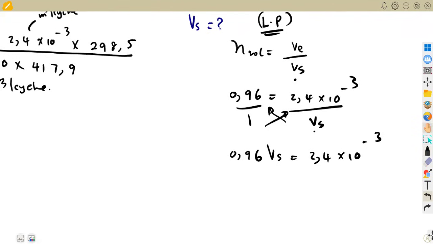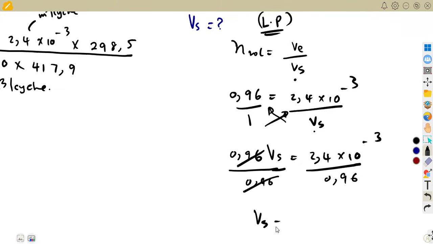Remember, what you want there is to calculate VS. So what do you do? You divide by 0.96 both sides. So this is going to give us the value of VS, and that's our swept volume. Since this is in cubic meters per cycle, our answer is also going to be in cubic meters per cycle. So you're going to get something like 0.11458, which is 0.115 to 3 decimal places, and that's cubic meters per cycle. So just also cross-check with your calculations there.